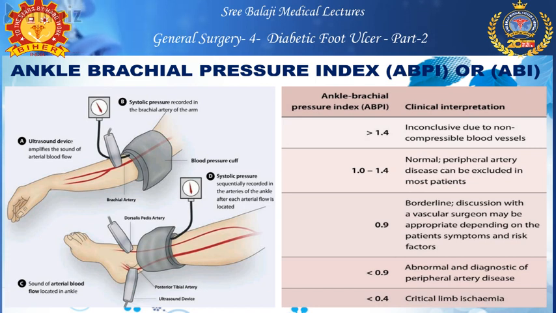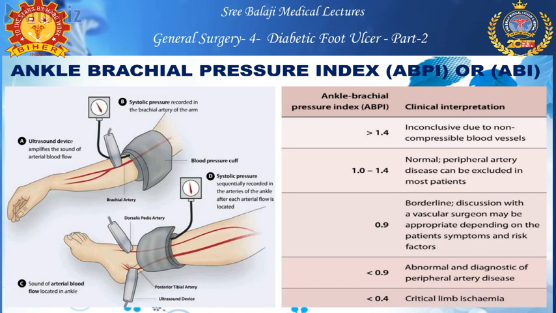So how is it done? First, the blood pressure cuff is tied on the arm and the Doppler probe is placed on the brachial artery, and the Doppler senses the pulsation. The pressure in the cuff is raised to a point where the Doppler signals stop. That will correspond to the brachial pressure.